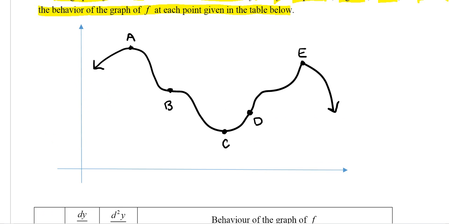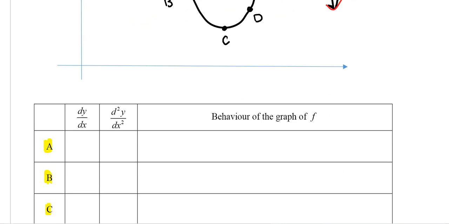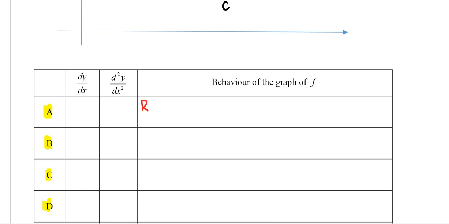Now at point A, it looks like I have a relative, let's just say a relative max. I won't say absolute max because this is not a closed interval. This graph is continuing to go on forever here, so it's a made-up graph. I don't know if it's an absolute max or not, but let's just play it safe and say that we have a relative max. So that's step number 1.